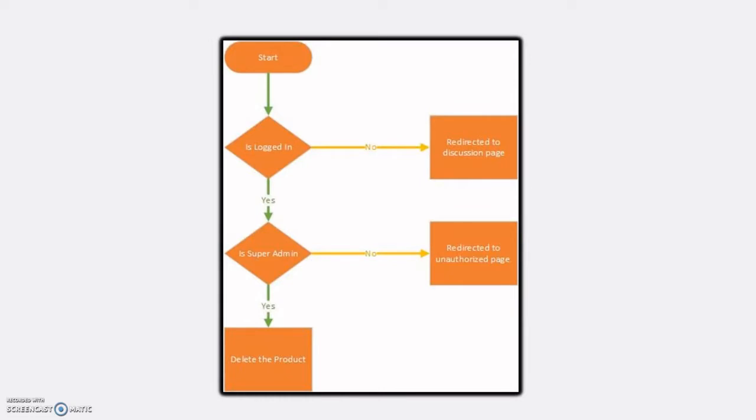This is the decision diagram. We're going to check that it is logged in. If the answer is no, it's redirected to the discussion page. If the answer is yes, it checks to see if it's a super admin. If the answer is no, it's redirected to an unauthorized page. If the answer is yes, it deletes the product.